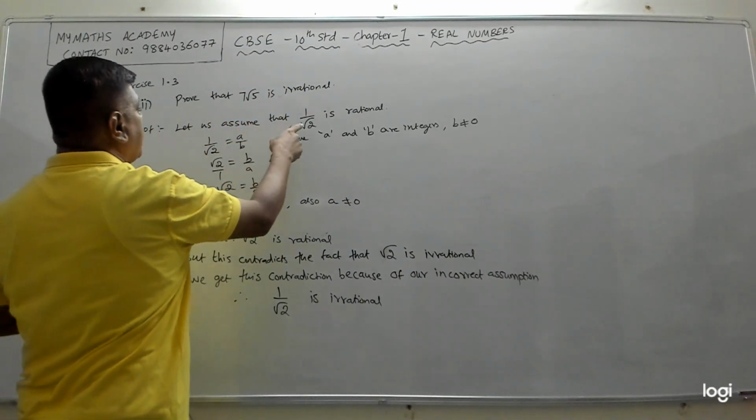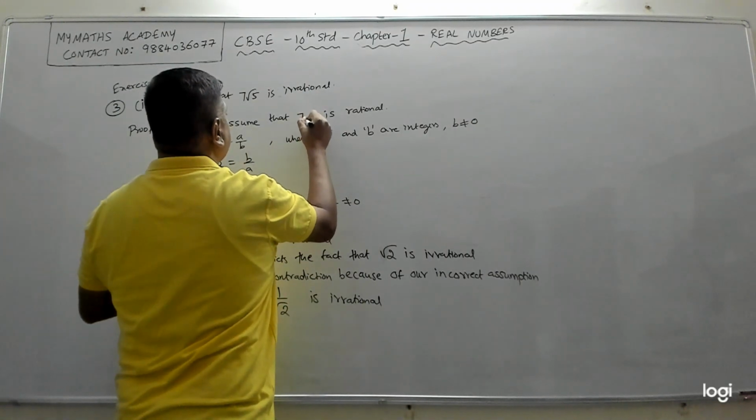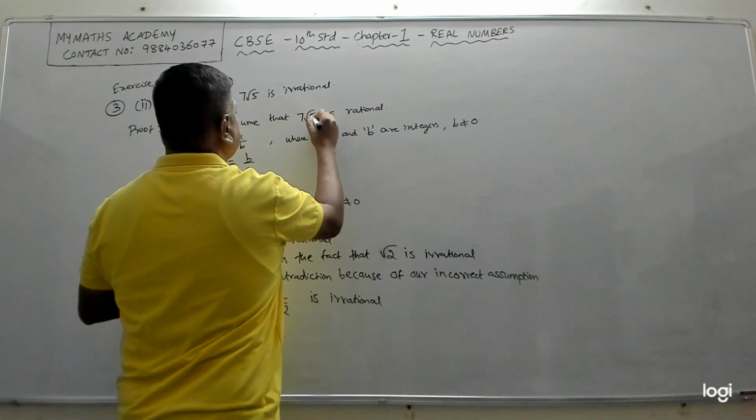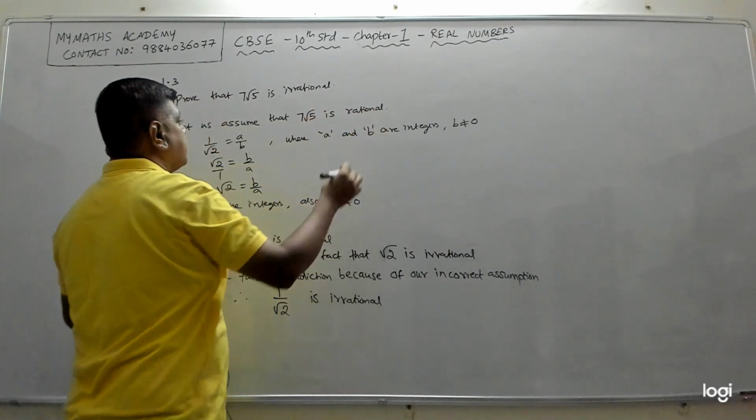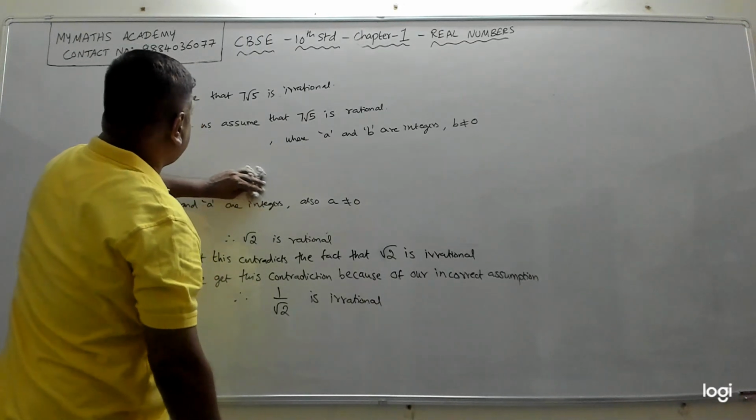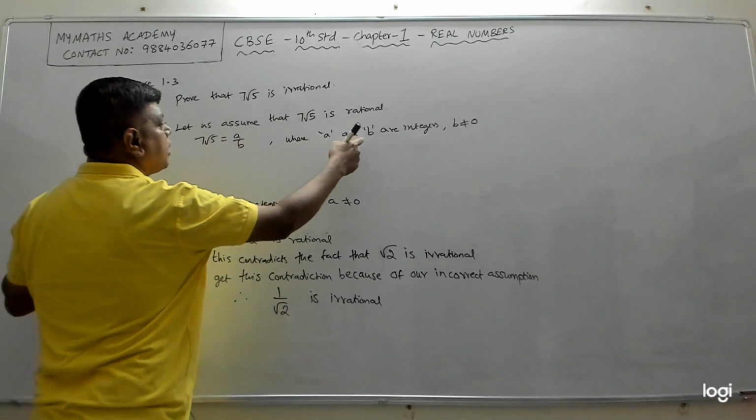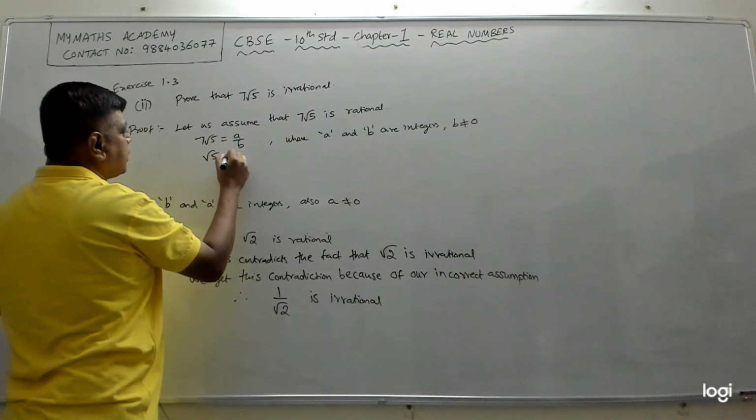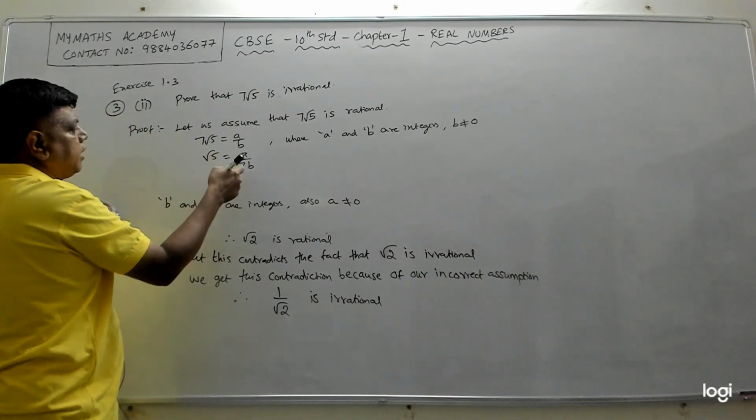So we'll say, let us assume that 7 root 5 is rational. Then what can I write 7 root 5 as? I can write 7 root 5 in the form of a by b, where a and b are integers and b is not equal to 0. Then I will keep root 5 here and bring this 7 down, so I will get a by 7b. This 7 goes to the denominator.